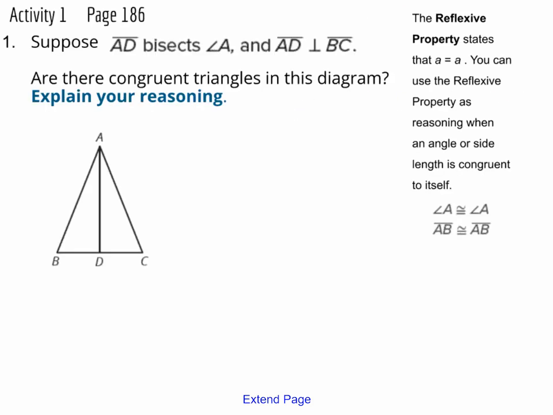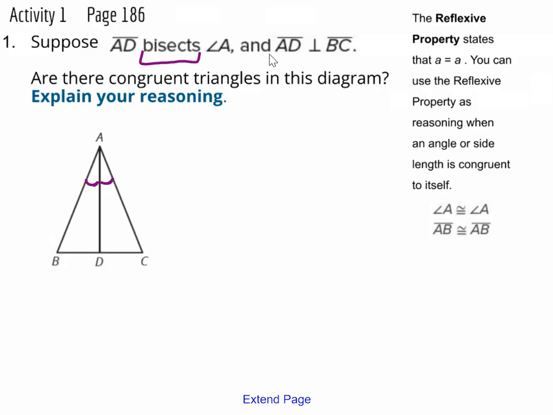So we can look at some of this stuff here and I can say, okay, well, AD bisects angle A. Well, what does a bisector do? A bisector means it cuts it in half. So this part equals this part. I'm going to mark the picture like that.